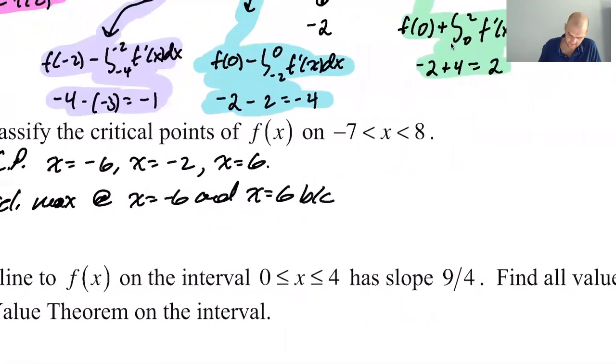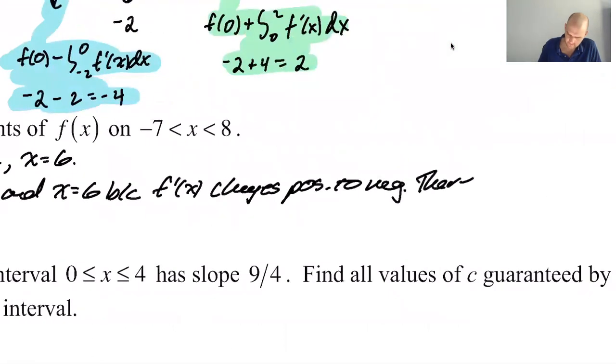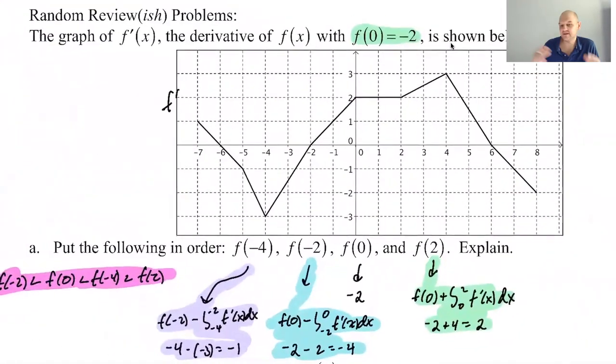because f prime changes, for a relative maximum, it's got to be positive to negative. Okay, and then the other one, -2, it's not a bounce, so it's going to be a relative minimum because f prime goes negative to positive. So negative to positive, definitely going to be a relative minimum.